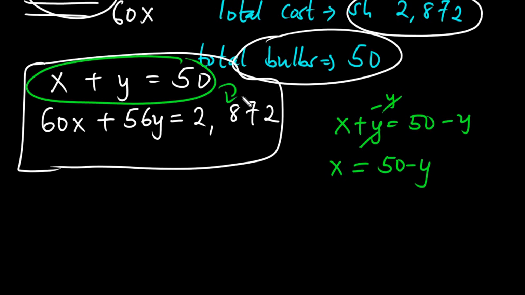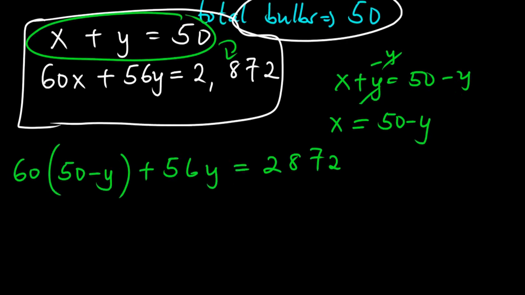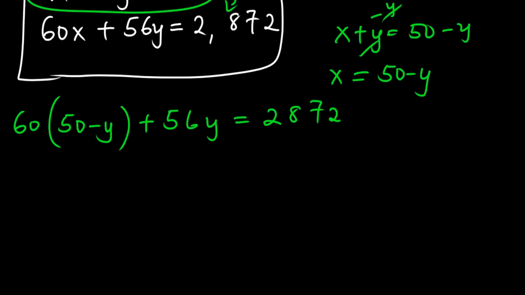And then we go to the next equation and substitute x with 50 minus y. So we're going to have 60, and then instead of x, we substitute 50 minus y. Okay, and then we have plus 56y is equal to 2872. So we can find the value of y. So we can open this bracket.